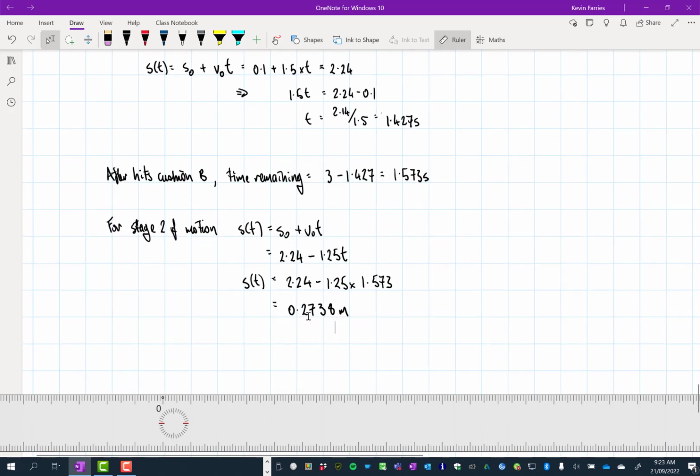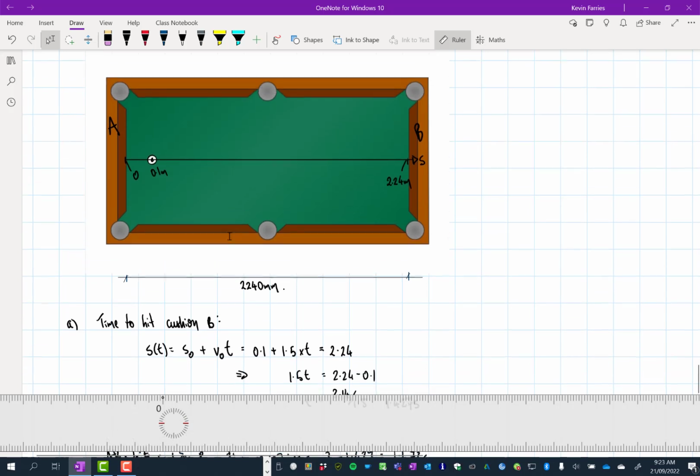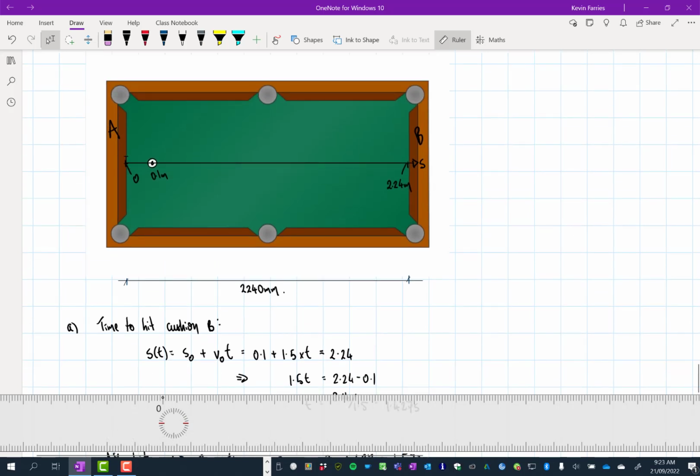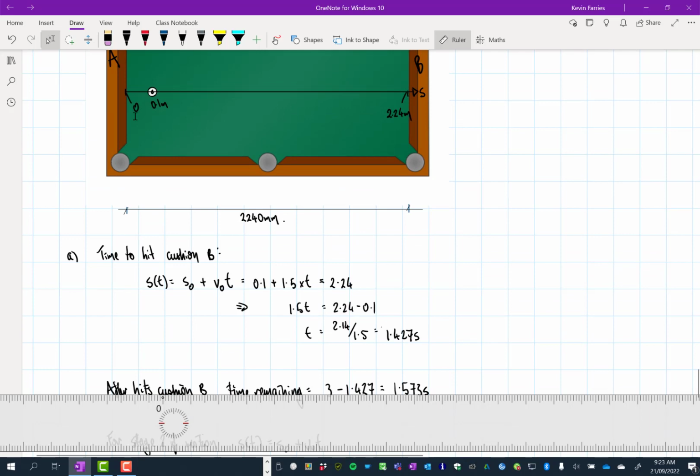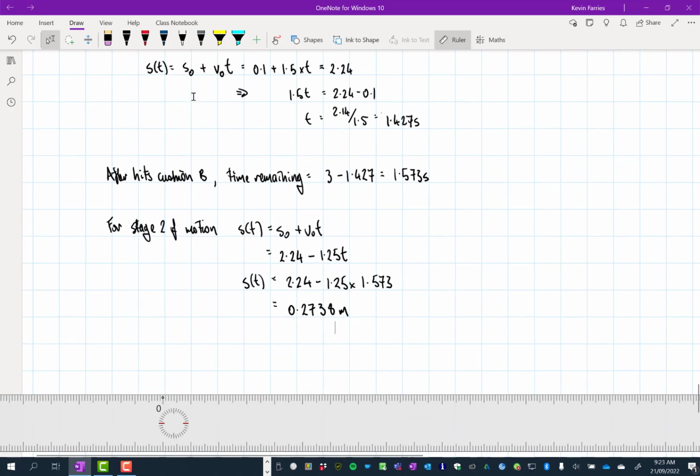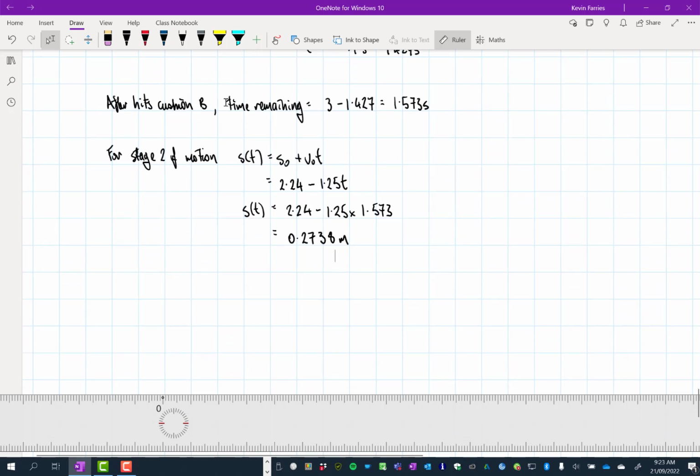And so if this had ended up being negative, I would have had to add another stage of motion. So I'd have had to figure out what time it is going to hit this cushion and how much time remains, and then calculate where it would have ended up after that time heading back the other way again. But because this is positive, that means it hasn't quite reached that cushion yet. It's here somewhere, 0.273 meters. And so that's all good.